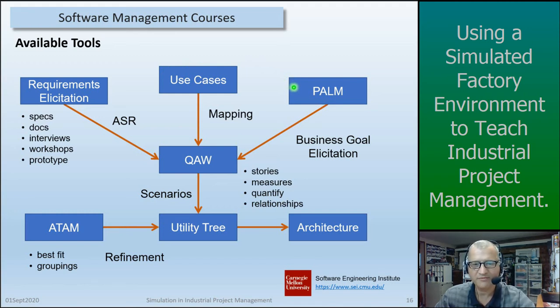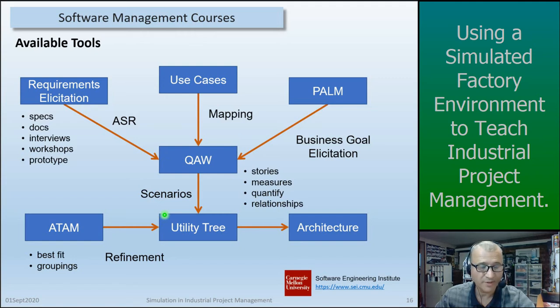All this data feeds into what is called a quality attribute workshop. This is where we develop stories, measures, and we try to quantify the data and define relationships. The output of the quality attribute workshop feeds into a utility tree, which is basically a summary of all the stories that were developed previously.